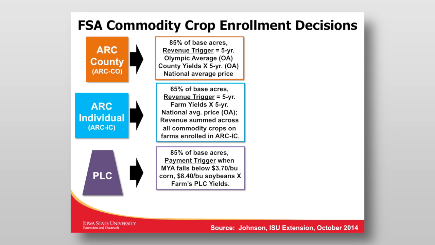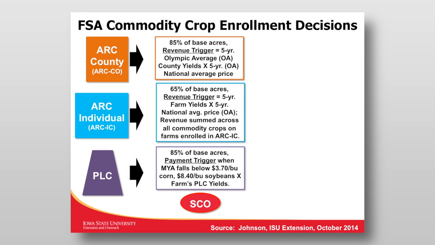The PLC pays on 85% of the base acres. Again, you'd multiply your base acres for a commodity crop, but only if that crop triggered a loss. If the national cash price for each year fell below $3.70 per bushel corn, $8.40 per bushel for soybeans. And you'd then multiply that times a yield called a PLC yield, and we'll talk about the PLC yield in subsequent videos.